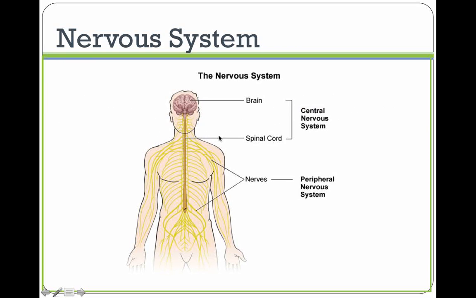Here's a picture of the nervous system. And there's three main parts that you need to be aware of. The brain, obviously, is the big one. The brain makes all the decisions in the body. And without the brain, none of the other systems would be able to function.